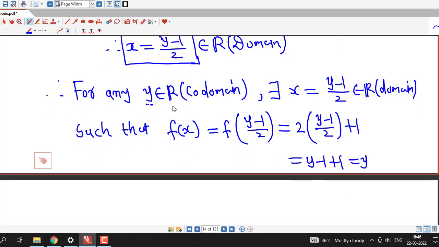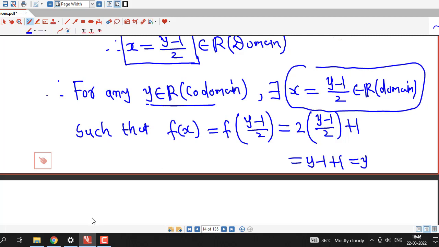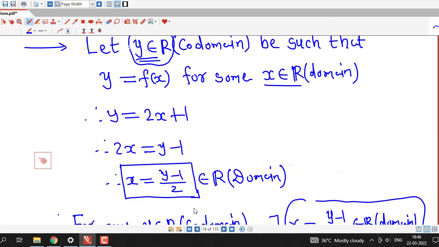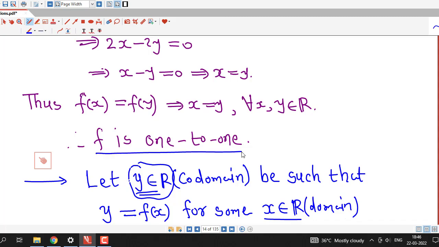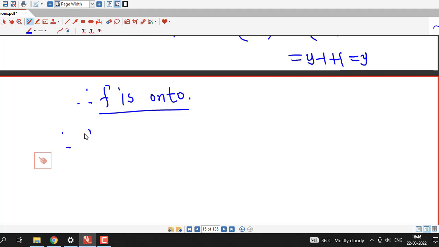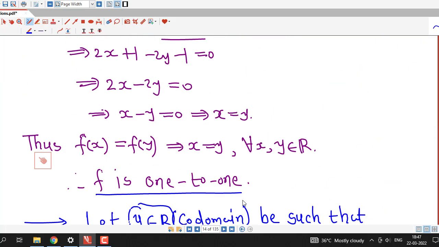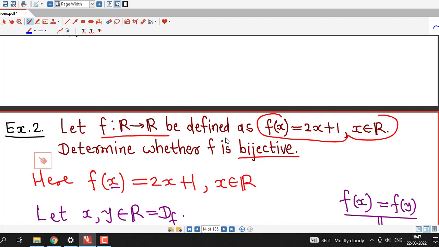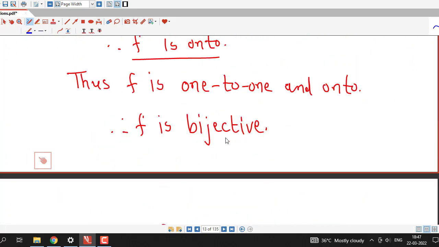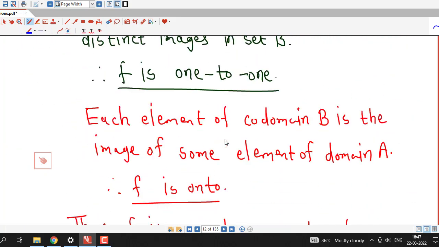So for every y in the codomain, there exists some element x equal to (y minus 1)/2 in the domain, such that f(x) equals y. Therefore our function f is onto. So it is onto also, and it is 1 to 1. Therefore the function is 1 to 1 and onto. Therefore we can say that function f is bijective. So this is another example of a bijective function from one infinite set to another infinite set. And this was the example of a bijective function from a finite set to a finite set.